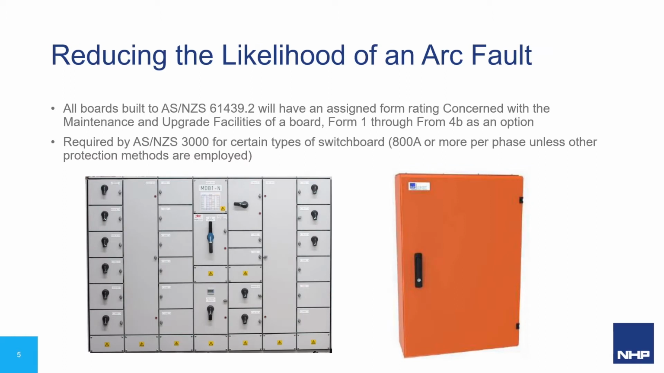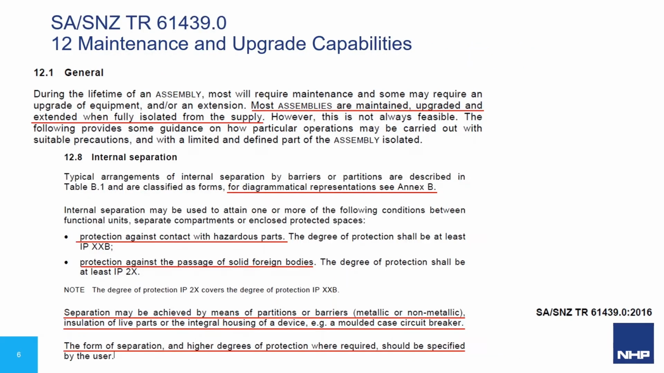The two main standards that reference a form of separation for our assemblies are AS/NZS 61439 Part 2 and AS/NZS 3000. When considering a form of separation, the main goal is to reduce the likelihood of contact with live parts when the panel doors or external covers are removed, and reduce the likelihood of an arc fault occurring or propagating. We see here the reference text from the Technical Report 61439 Part 0.